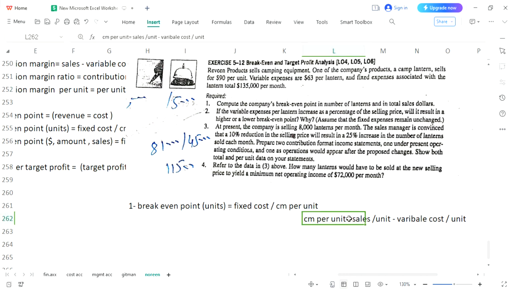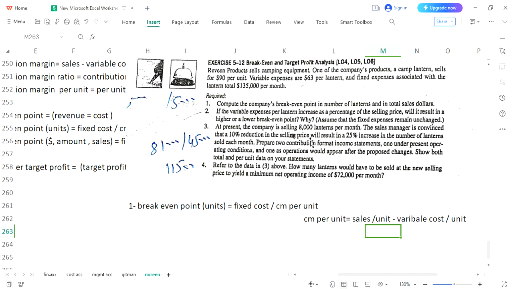You may ask why we are writing again and again. The only purpose of repeating these statements and formulas is so that you can have a proper and strong place in your mind. CM per unit we need so that we can put this per unit over here to calculate break even point in terms of units. For that you need to have sales per unit. Come over here and read out. One of the company's products, a camp lantern, sells for rupees 90 per unit.